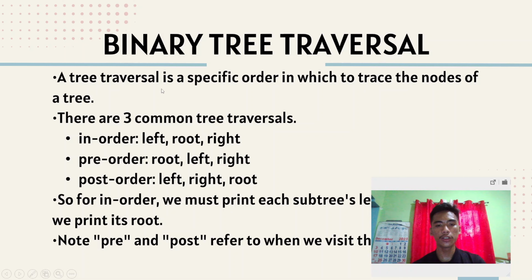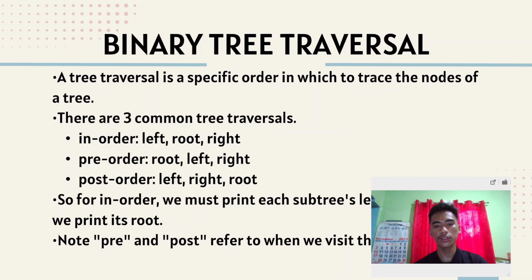In in-order traversal, the order of visiting nodes is left, root, and right. For each subtree, the left branch is printed before the root, and then the right branch is printed. This traversal is often used for binary search trees to retrieve elements in sorted order.